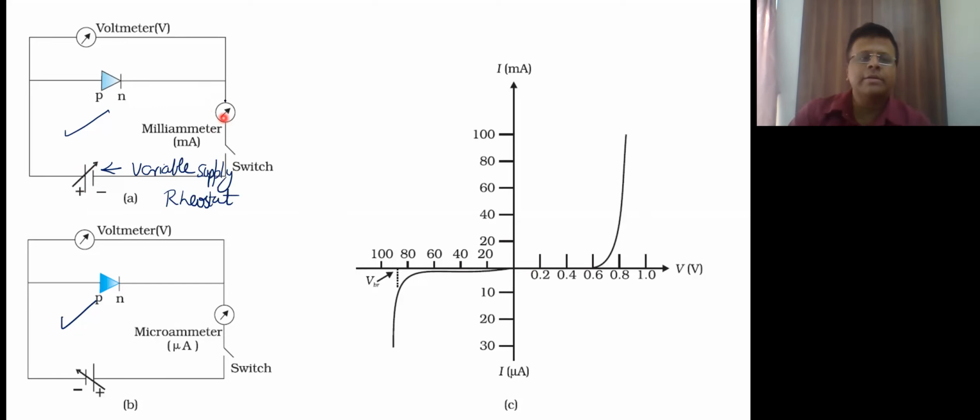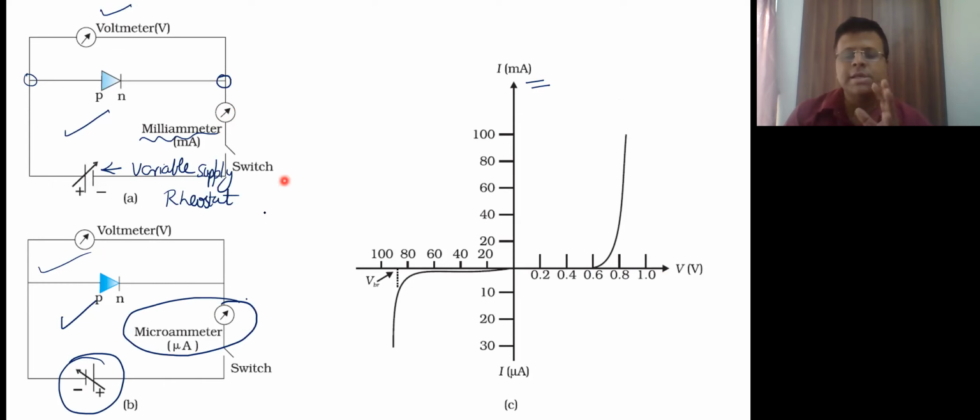And you can see that the ammeter which is used here is a milliammeter, because in the forward direction we expect the current to be in the milliampere range. So the voltmeter will measure the voltage across the diode, which will be plotted here, and the current flowing through it will be plotted on the y-axis. In the reverse bias situation, we'll be connecting it in the opposite way and replace the milliammeter by a microammeter. So these are some few changes if you want to plot the VI characteristics of the diode.